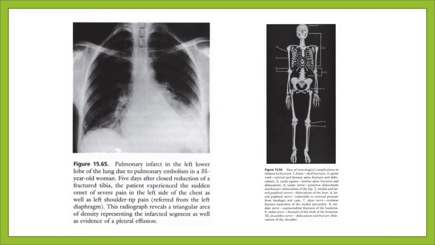Figure 15.65. Pulmonary infarct in the left lower lobe of the lung due to pulmonary embolism in a 35-year-old woman. 5 days after closed reduction of a fractured tibia, the patient experienced the sudden onset of severe pain in the left side of the chest as well as left shoulder tip pain referred from the left diaphragm. This radiograph reveals a triangular area of density representing the infarcted segment as well as evidence of a pleural effusion.